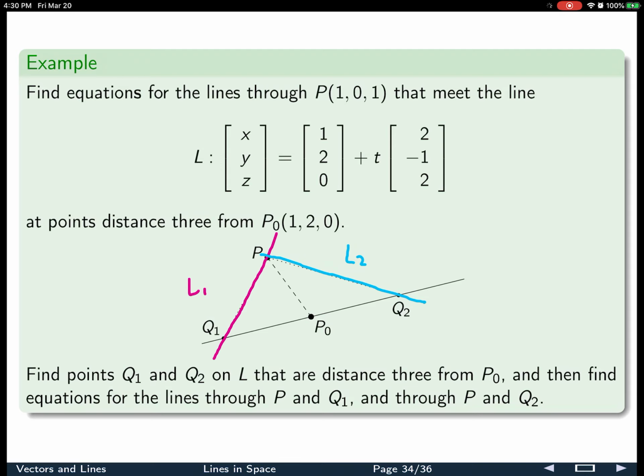And we want to come up with equations for the pink line L1 that I have here and the blue line L2 that I have here. In order to do that, we're going to need a point on that line and the direction vector that connects, say, for line 1, we're going to need to get the direction vector from Q1 to P. For line 2, we're going to need to get the direction vector from Q2 to P. But first, we need to figure out what Q1 and Q2 are. How can we travel 3 units down this line from P0 to actually create Q1 and Q2?